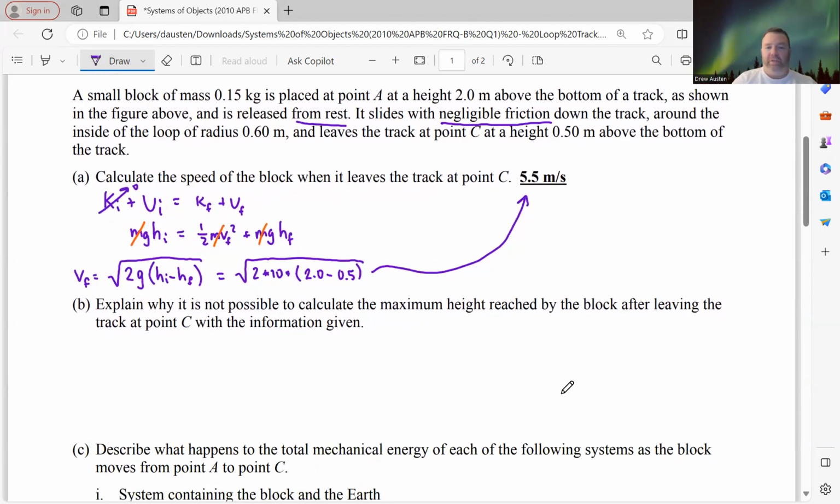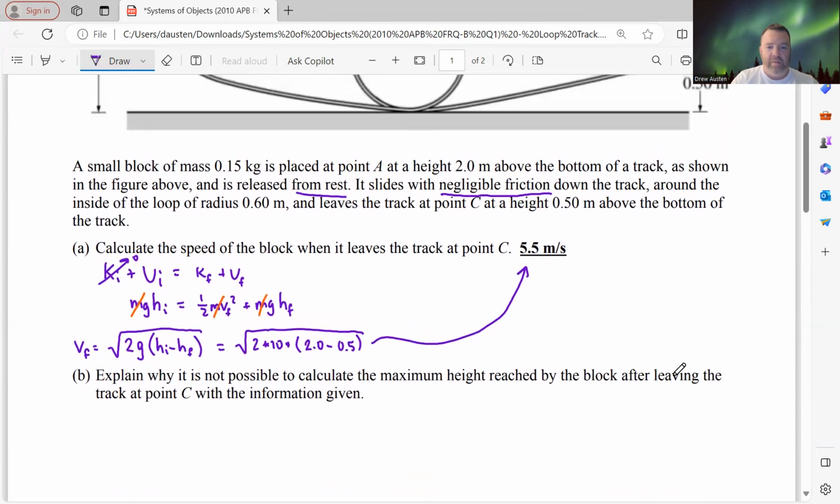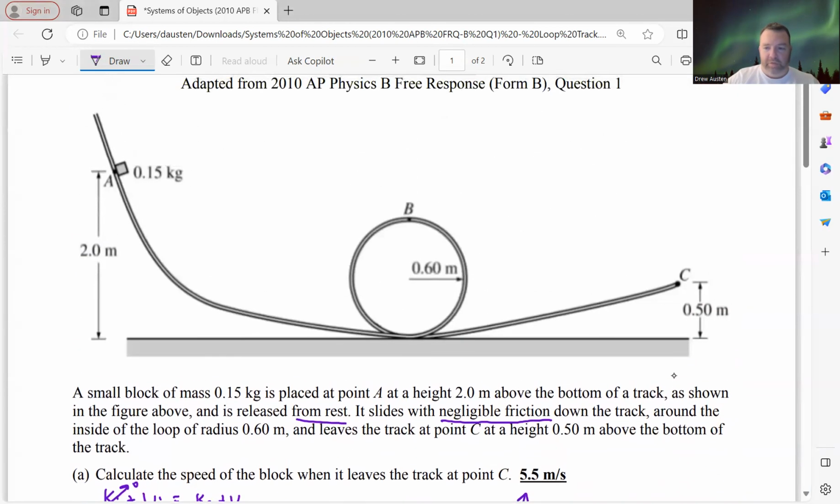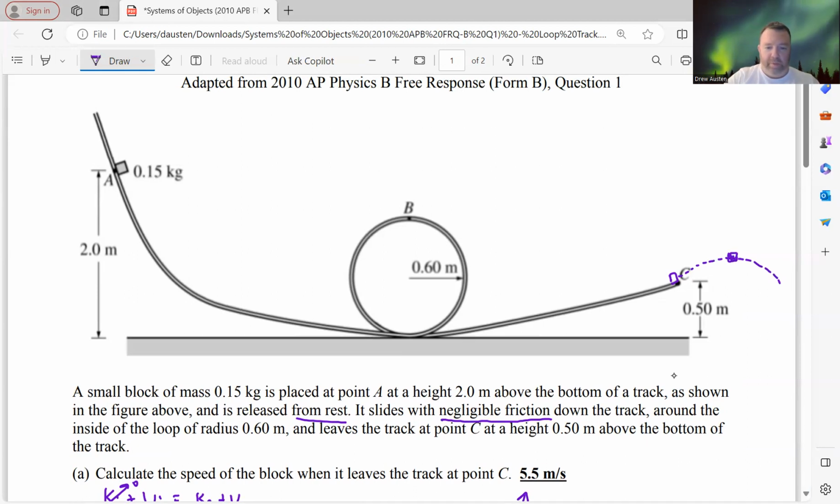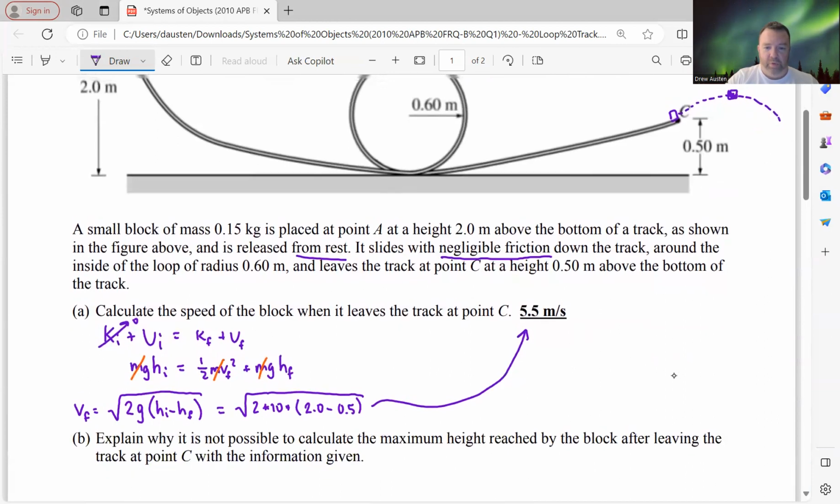Part B, explain why it's not possible to calculate the maximum height reached by the block after leaving the track at point C with the information given. So when the block gets to this point, and it's going to keep following this path to a highest point and go down here, why can we not figure out anything about the block at that highest point?